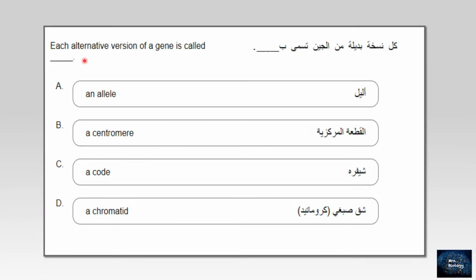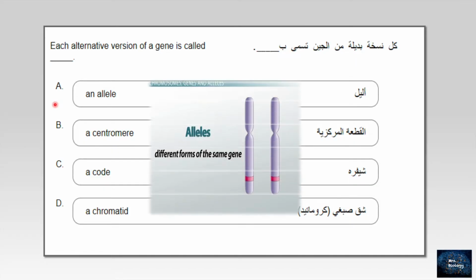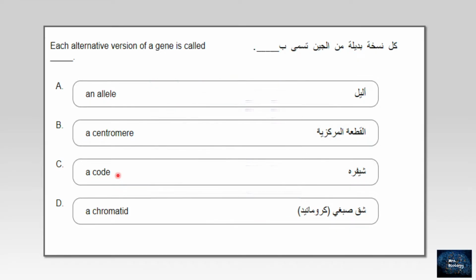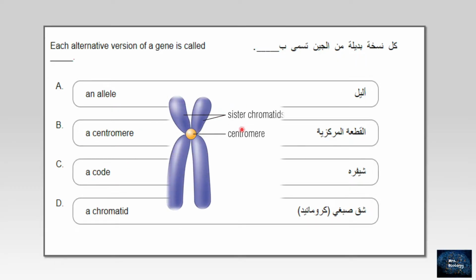Let's read this simple question. Each alternative version of a gene is called, I think all of you will answer me an allele. That's right, but I like to display all the time something. So the different forms of the same gene, as you see, this is an allele and this is another allele. What about a centromere? A centromere is a constricted region that joins the two sister chromatids and also helps in the cell division when it's attached with the fibers.